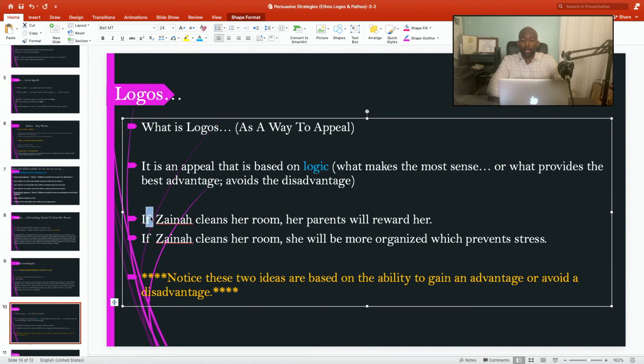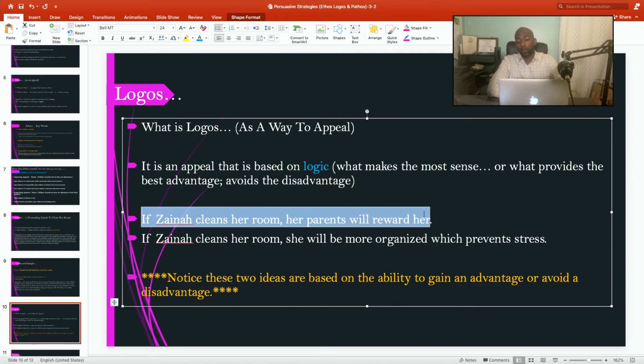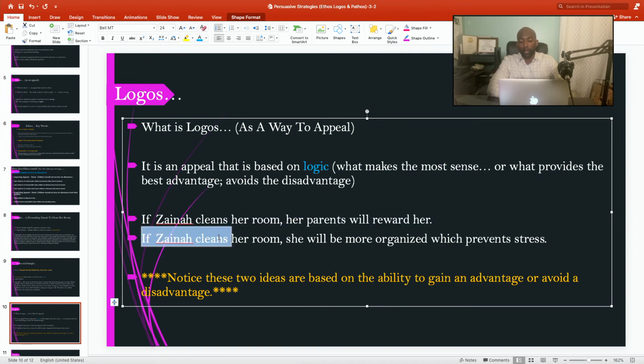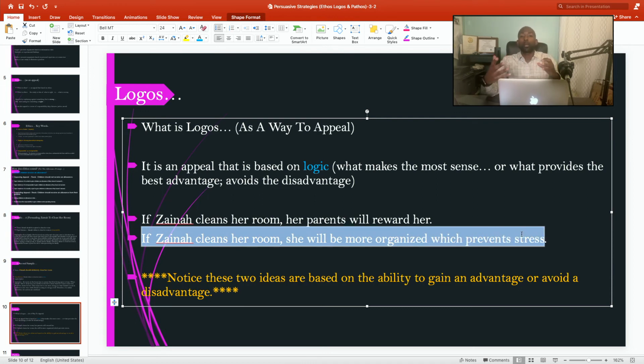And here's one right here. It says, if Zaina cleans her room, her parents will reward her. And the second one, if Zaina cleans her room, she'll be more organized, which prevents stress. So those are just normal reasons to clean your room. You see, normal reasons to support the thesis, right? Because the thesis says Zaina should clean her room.